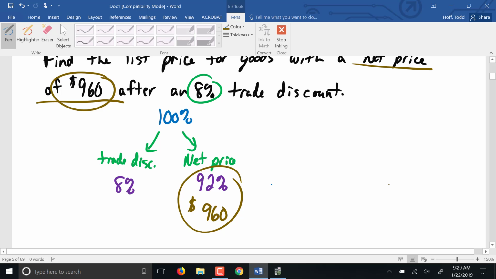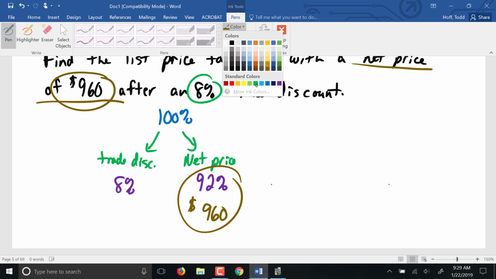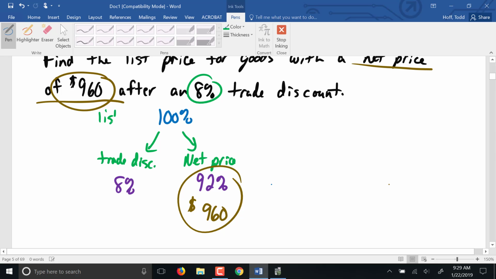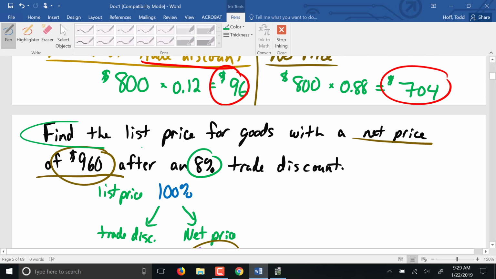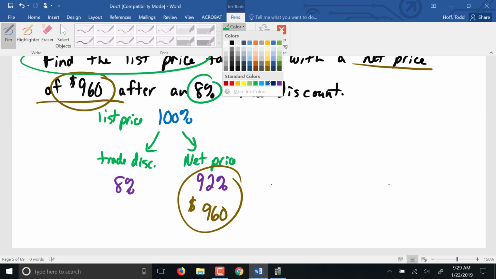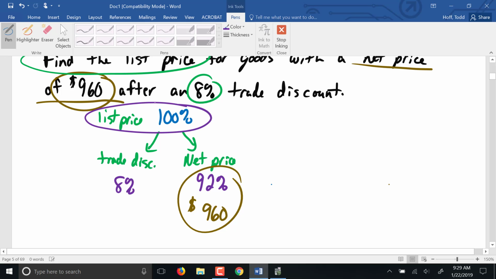Then we have to ask, what are we looking for? Are we looking for the amount of the trade discount, or are we looking for the whole thing, the original list price? And here we were asked to find the list price for those goods. So what we're trying to find is the amount that is the 100%. So we've got 92% over 100%, and the $960 is the net price. That goes with the 92%.